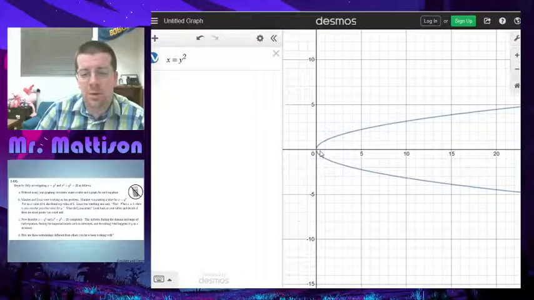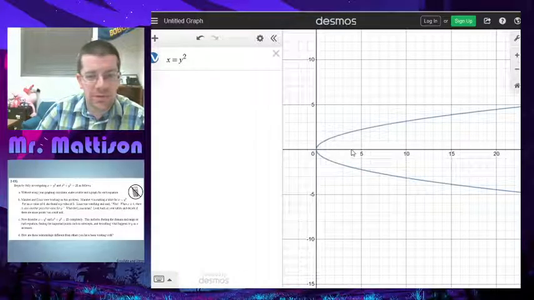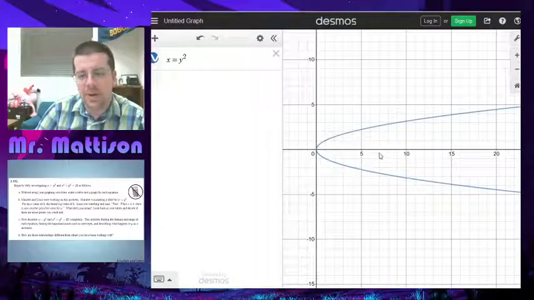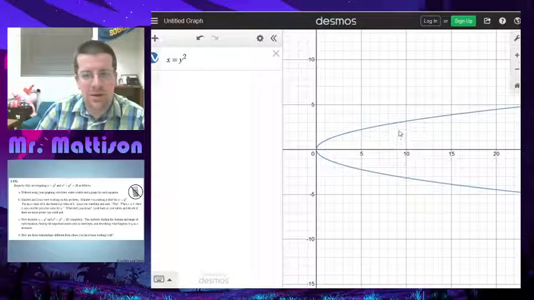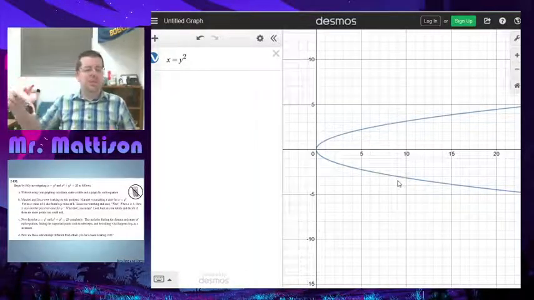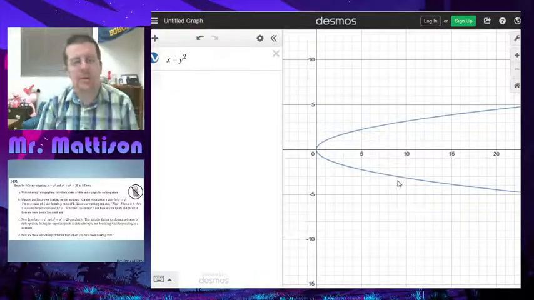So if you were to plug in x is 1, you would get y as a positive 1 or a negative 1. If you plug in x is 4, you get y as a positive 2 or a negative 2. If you plug in 9, you get 3 or negative 3, and you're going to get that same thing for every single possible value there.